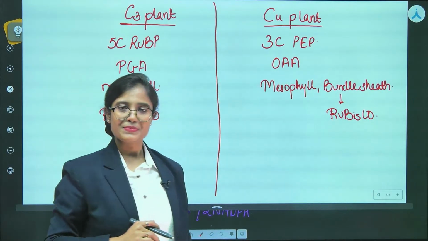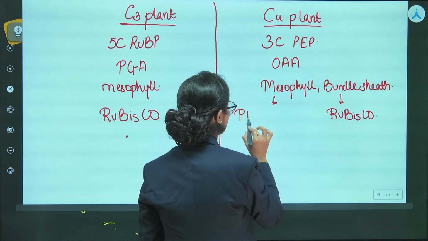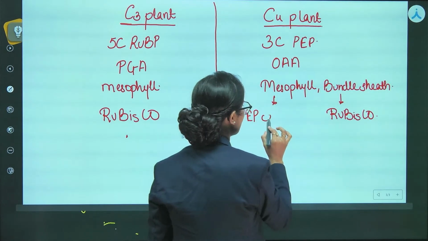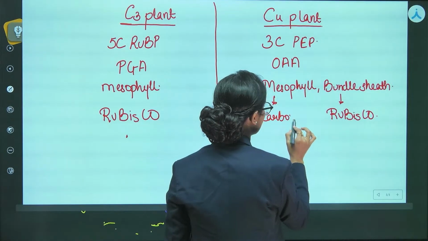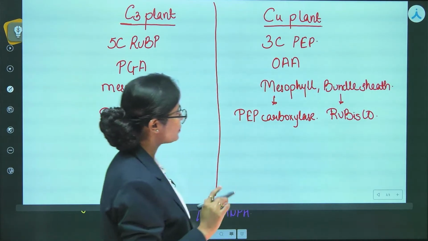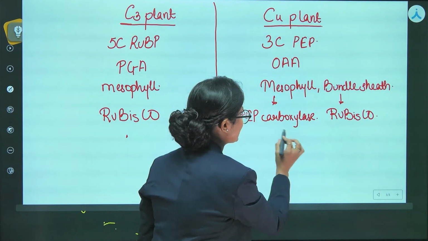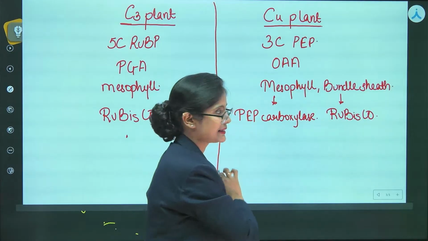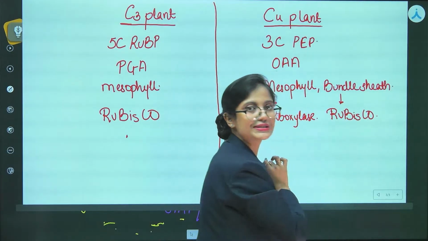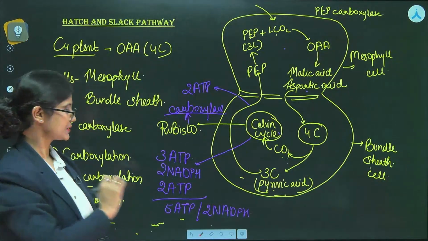If we talk about the mesophyll cell, it contains PEP carboxylase, phosphoenol pyruvate carboxylase. Please remember, this is the very important differentiating feature in them. But in mesophyll cell, no Rubisco is present. And if we talk about bundle sheath cell of C4 plant, no PEP carboxylase is present. Right?